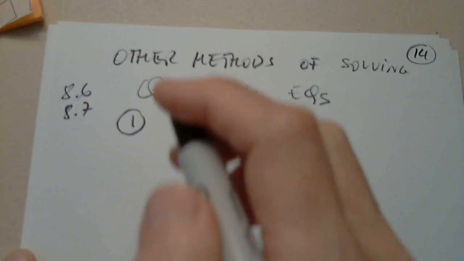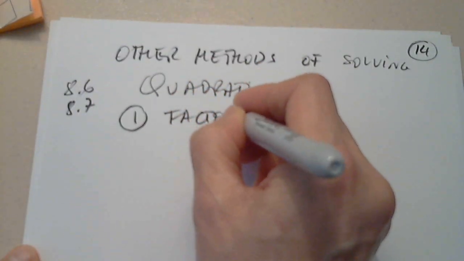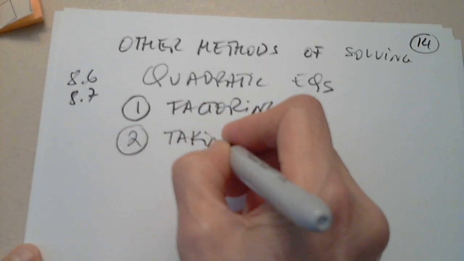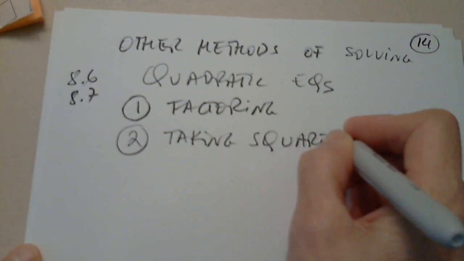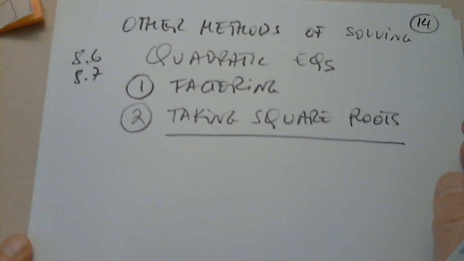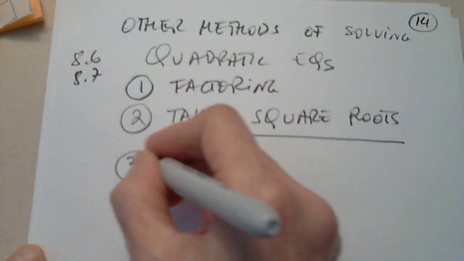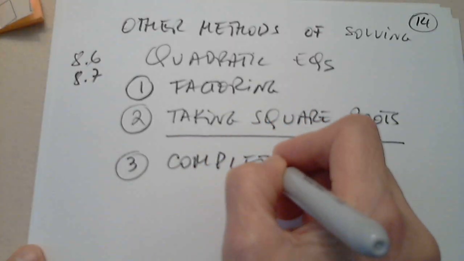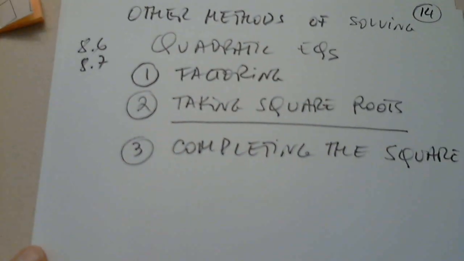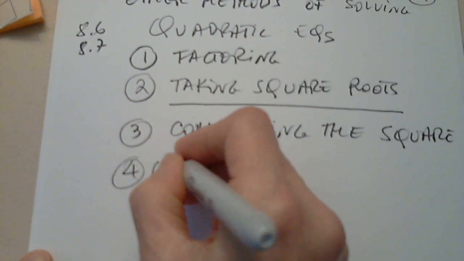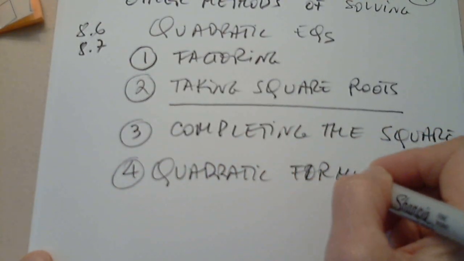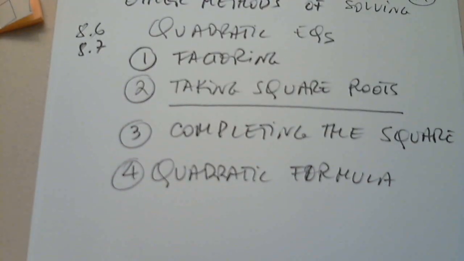We know one that is factoring. The second one is taking square roots, which I did not see in the topics. The third one is completing the square. And the last one is the quadratic formula. And this is where the course ends.